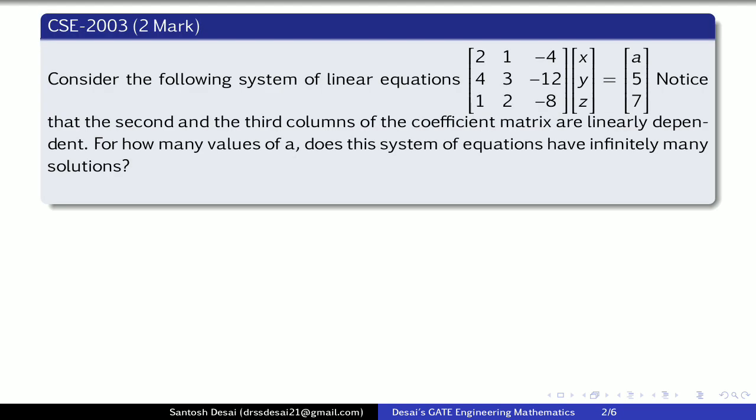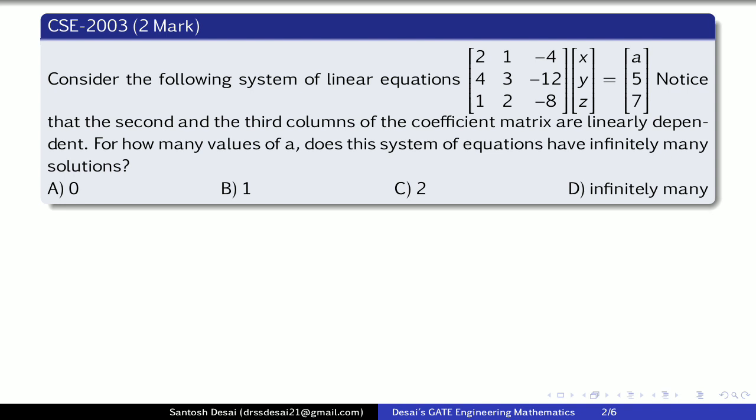Consider the following system of linear equations. So the system Ax is equal to b is given. Notice that the second and third columns of the coefficient matrix are linearly dependent. For how many values of a does this system of equations have infinitely many solutions? The options are 0, 1, 2 and infinitely many.